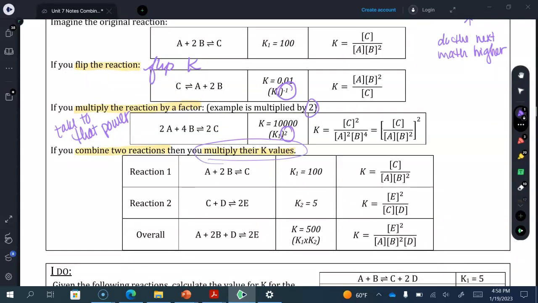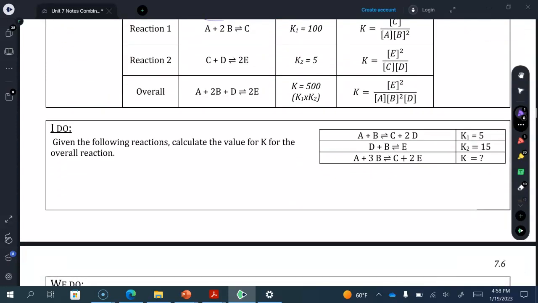Okay, so here's some outlines for what we're going to do in the examples. Looking at our example here, given the following reactions, calculate the value of K for the overall reaction, which is the bottom one, because that's the only K we don't know. So these two, at some point, I need to add them together to give me this one. When I look at this, I see I don't need the D that is here.